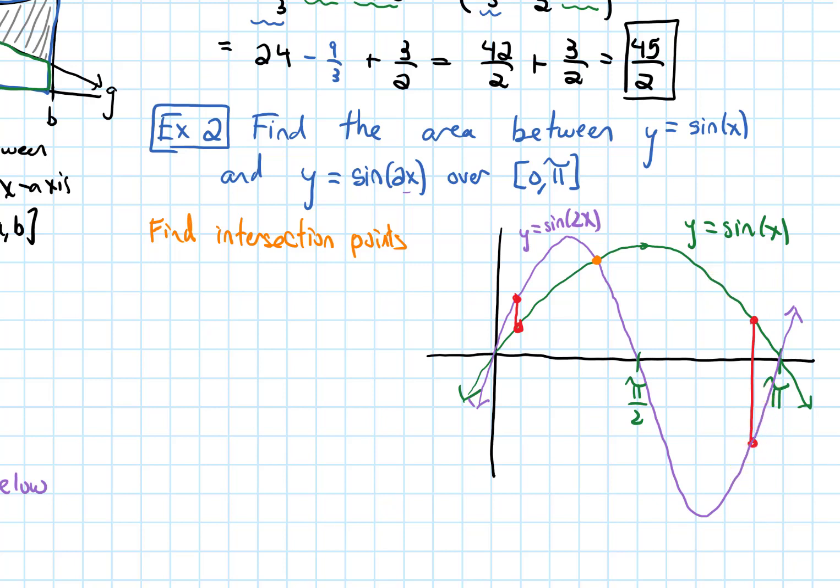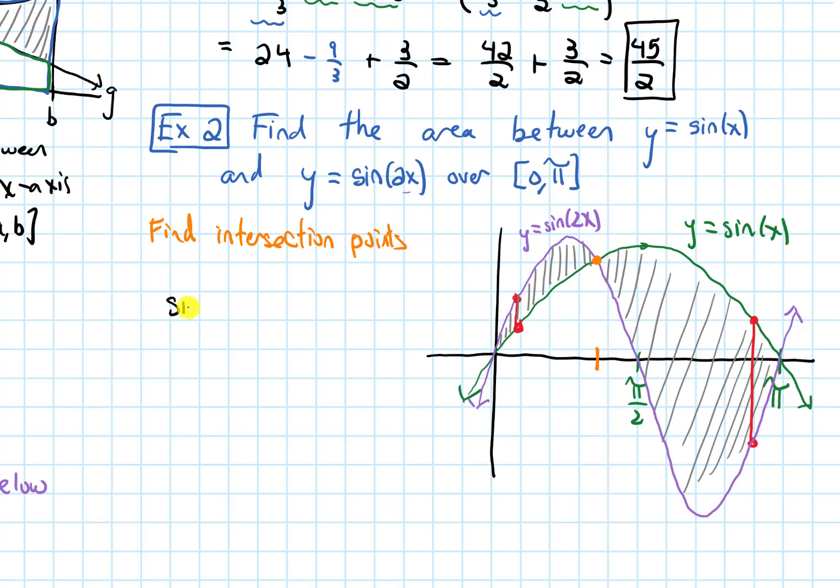What that means is, if I'm trying to figure out this area, the region bounded by the two curves, which is all of this, we are going to need to split it up into two integrals at this intersection point. Okay, so to find the intersection point, we will need to set sine of 2x equal to sine x.